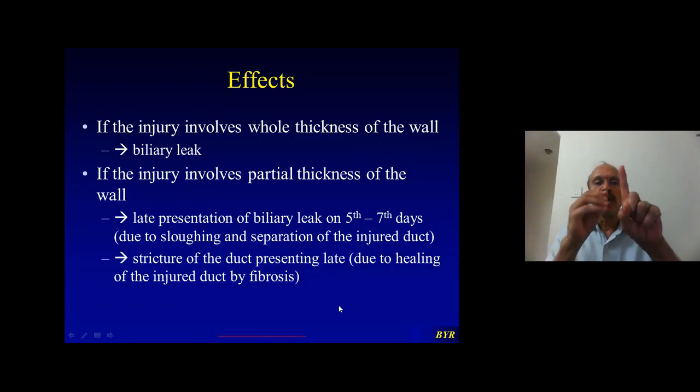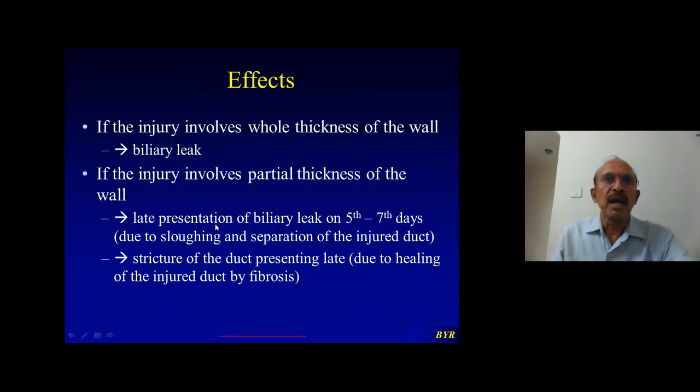Sometimes partial thickness injury is there, where only very superficial layers have been injured. The deeper part of the duct is preserved. I am talking about thickness. So only the outer layers of the bile duct thickness are injured. Then what happens? That injured part will heal by fibrosis and that leads to a stricture formation.